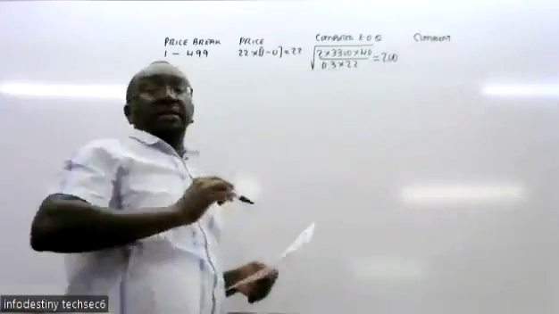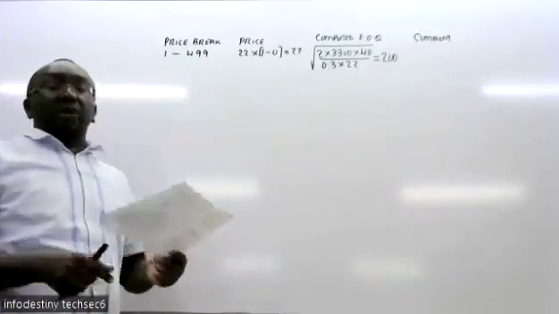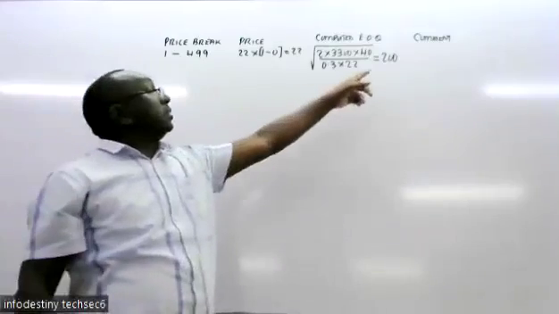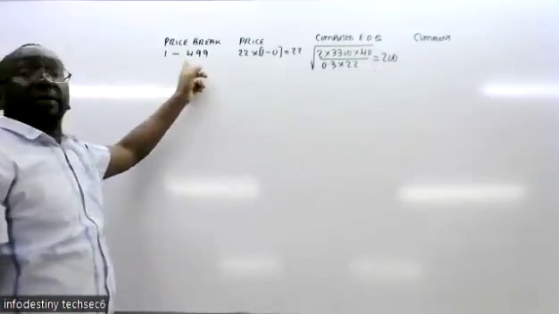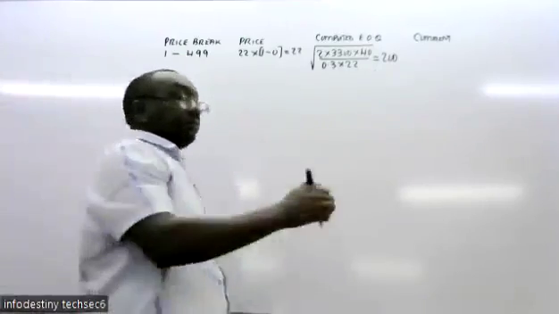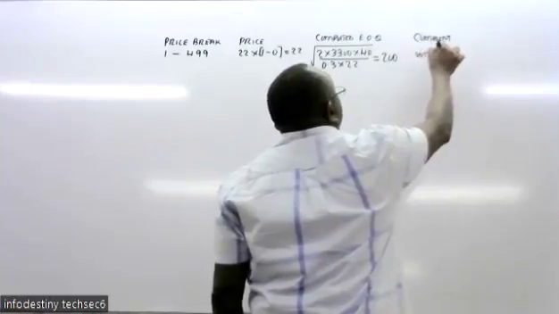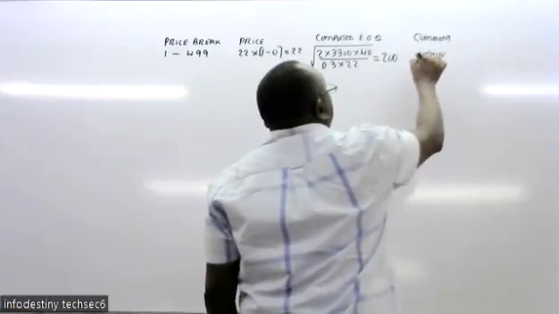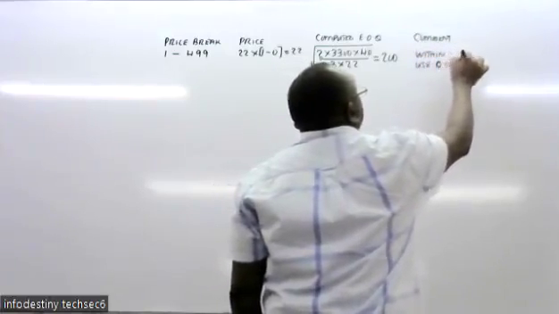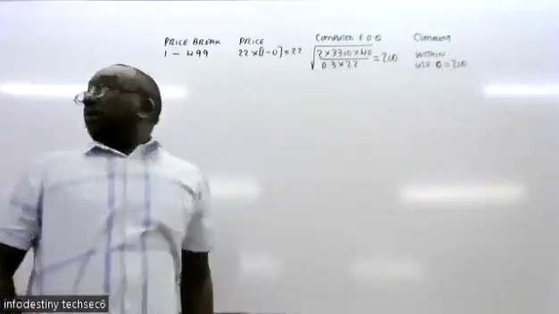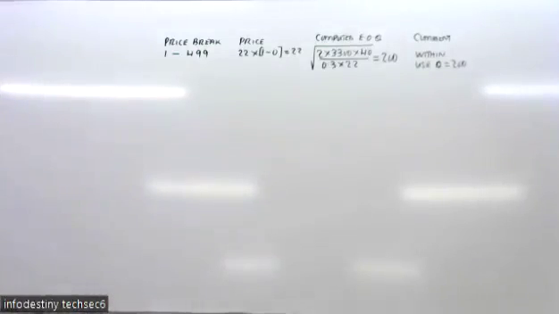If it is 200, the last column is called comment. In the comment, we look at where this one is. You see, in this range, it is within. So that is the comment that you make, and therefore you say use Q as 200. When you are within, you evaluate the computed EOQ.